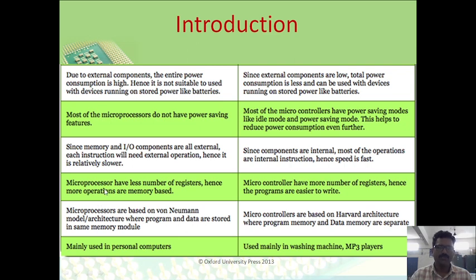So microprocessor has fewer registers as more operations are memory based. Microcontrollers have more registers, hence the programs are easier to write. Microprocessors are based on von Neumann architecture, and microcontrollers are based on Harvard architecture. Microprocessors are mainly used in personal components, while microcontrollers are used in washing machines and MP3 players, etc. There are many devices and equipment that use microcontrollers.